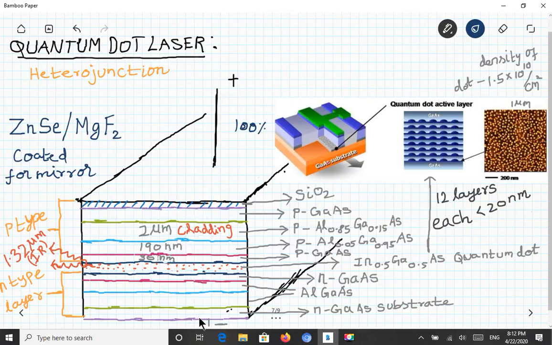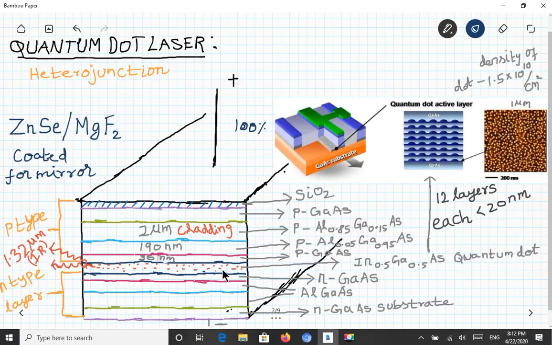So this is the structure of the quantum dot laser we are going to see, and the wavelength is the IR wavelength, which is 1.32 micrometers. IR means you cannot see it. For convenience, I have used a red color here. As it is in the IR region, you cannot actually see the light.